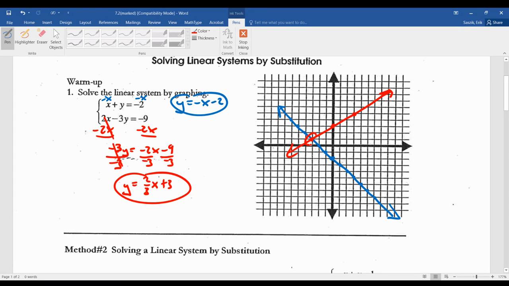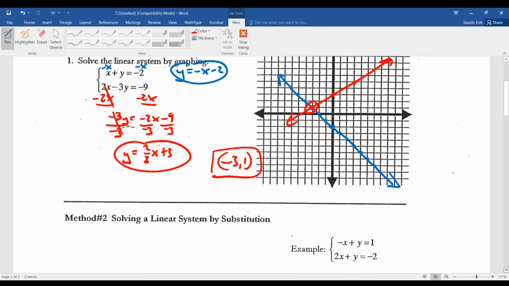And you see our magical points right there. What's that? -3, 1. Remember, if you wanted to check that, you can verify it in both of these equations. This -3, 1, if you plug it in for both of these, it should work in both equations.